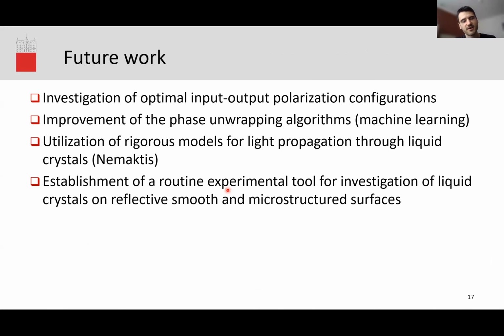Okay, so what I presented here is early work, and the results are not interpreted in as much detail as I would like. So in the future, we would like to investigate optimal input-output polarization configurations to get as much information out of this system as possible. We plan to improve the phase unwrapping algorithms using machine learning, which is actually quite a hot topic at the moment as well.